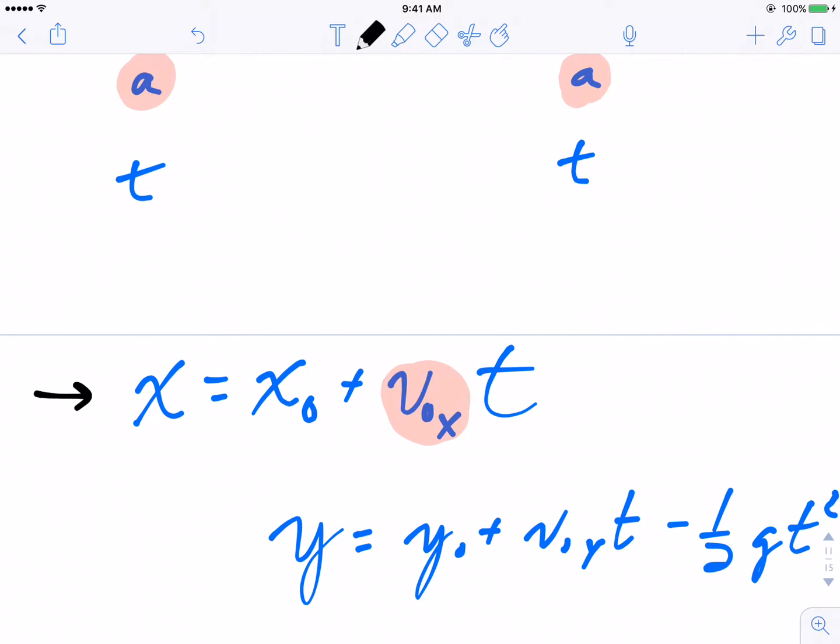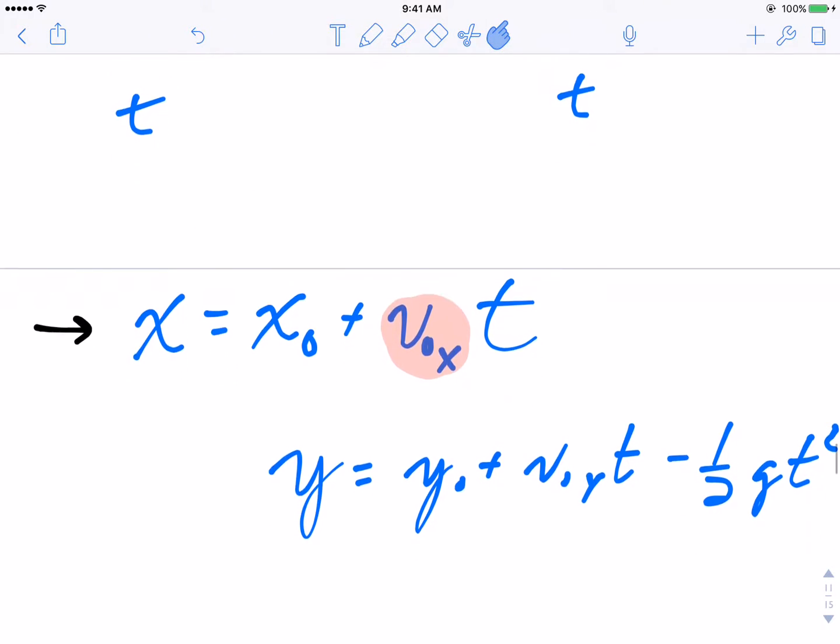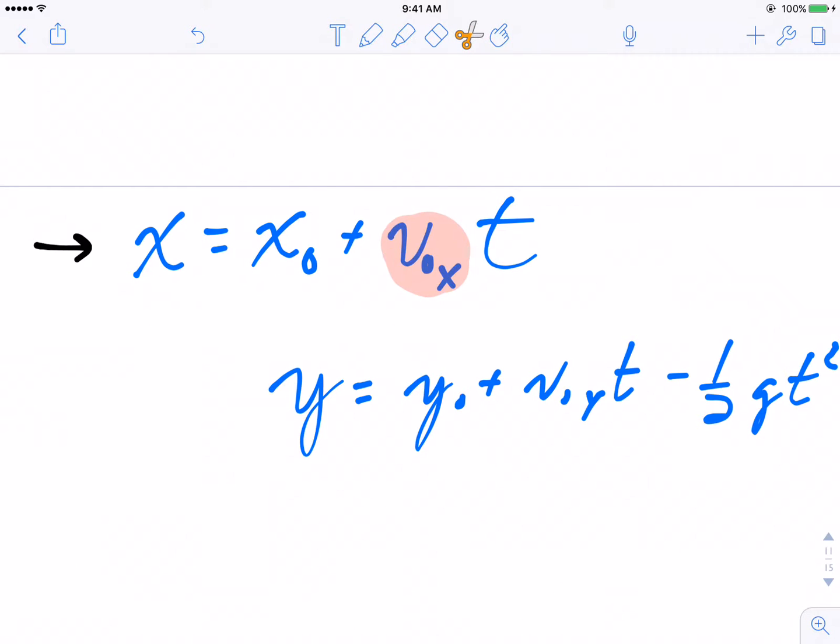X final equals x initial plus v_ox t. When it's a projectile, because acceleration on the x is 0, this was the only equation we were left with for the x-axis for a projectile. Go through that, and you look and you see you have another unknown, time. And that's where we run into a problem. You can't use the x-axis to get time here because you just don't have enough information. However, because time on the x-axis is the same as time on the y-axis, we can go ahead and use the y-axis to figure out the time.